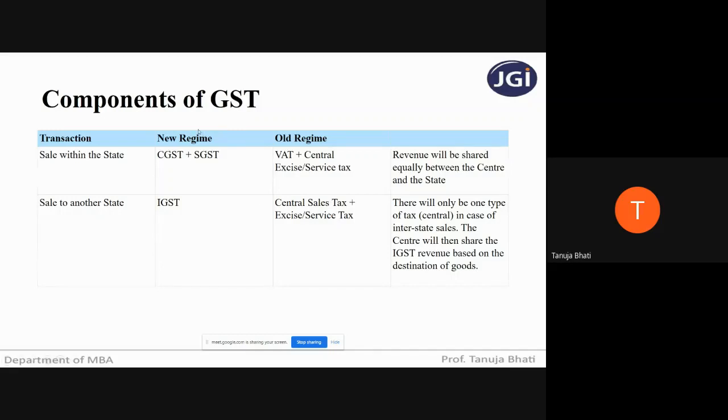So is this clear, students? Are the components of GST clear? Yes? Yes, students? Yes, ma'am.